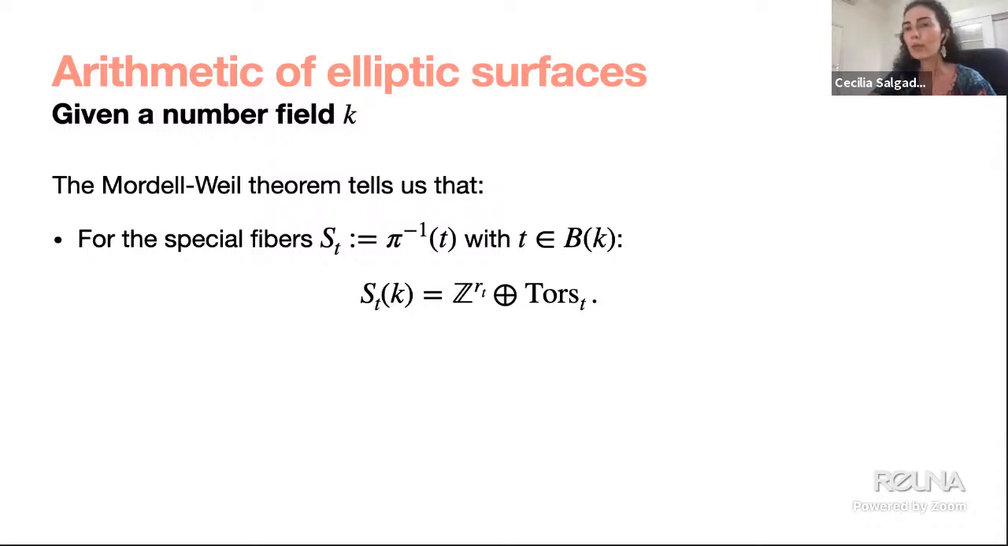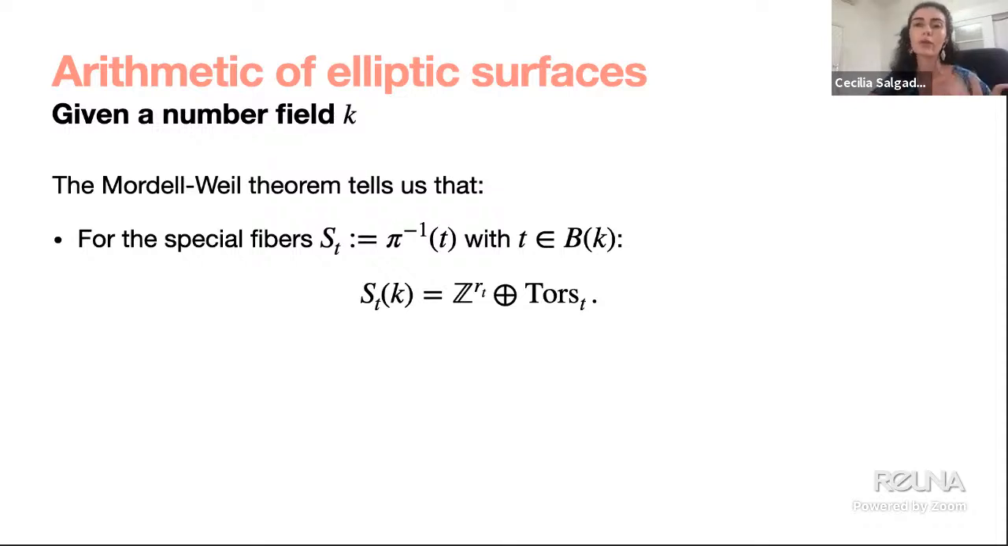So it has some free part, which has rank RT, and has some finite part, which varies maybe with T, right? And we are going to be looking more at this free part in this talk. And the nice thing that I have to tell you is that this holds not only for the special fibers, but also for the generic fiber.